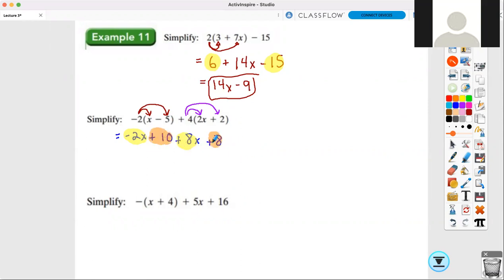The 8. Everyone with me so far? Yeah. So -2x plus 8x, what does that simplify to? 6x. Good. And then 10 plus 8, 18, and we are done. Is everyone with me so far? Yes. All right. Last example, y'all.